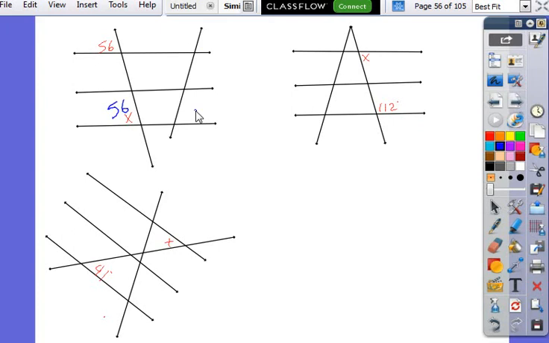If I come to the second one over here, consecutive interior, they're on the same side. Again, this one in the middle doesn't matter. I mean, it's useless for those two. So that would be 68. Then the last one down here, 41. If I look at the X and that 41, those are alternate interior. So we would have to match it and be 41 there.